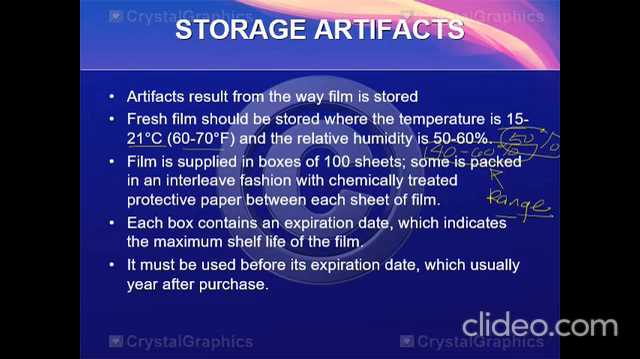So again, the temperature inside the dark room or storage room where you store your fresh film must be between 15 to 21 degrees Celsius, and the relative humidity inside the storage room must be between 40 to 60% or approximately 50%. Film is supplied in boxes of 100. So, isang box ng film contains about 100 sheets of film. Some is packed in an interleaved fashion with chemically treated protective paper between each sheet of film.